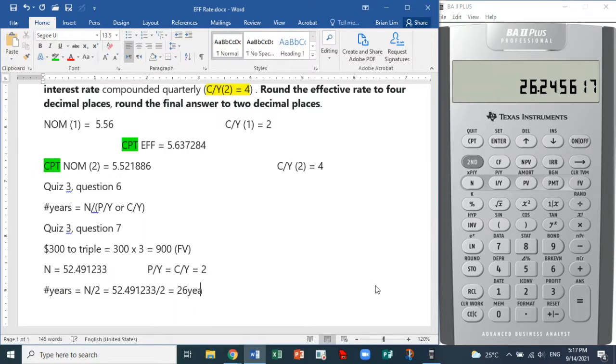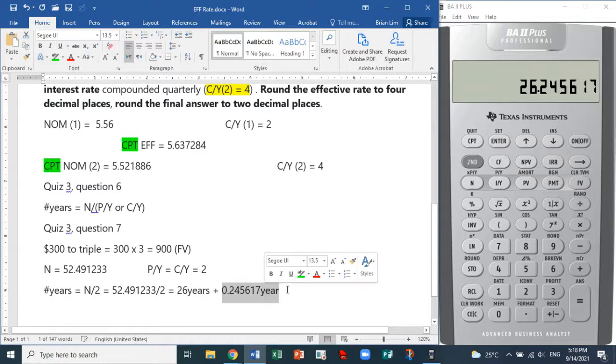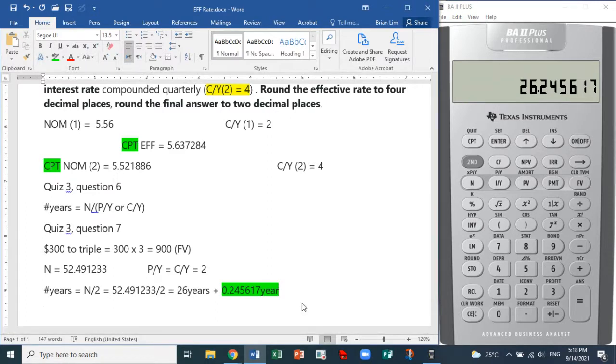So this is equal to 26 whole years. We don't have to worry about that. Years plus 0.245617 of a year. Okay? All right. So now this is the part that we have to convert. We have to convert to what? Yes. So you have to convert that to months. So convert 0.245617 to months. So that would be equal to 0.245617 times what? Yeah, 12.